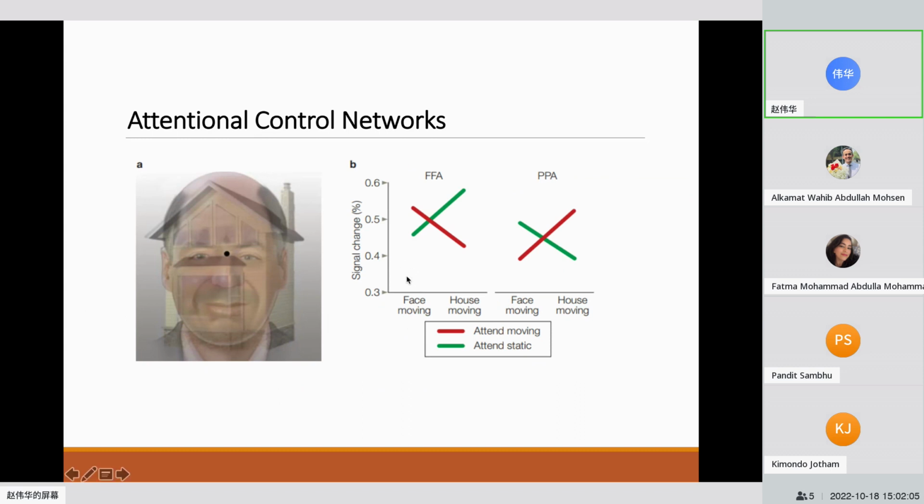So we can see here, when the face is moving and we attend to the moving, in the red line here the activity was higher, but not here. So when the face is moving and we attended to the moving, the activity decreased in PPA. We only can see this kind of activity in the FFA region.